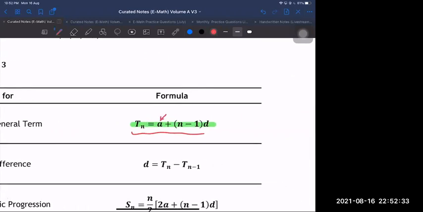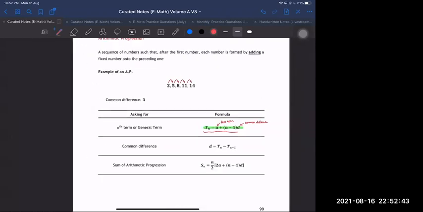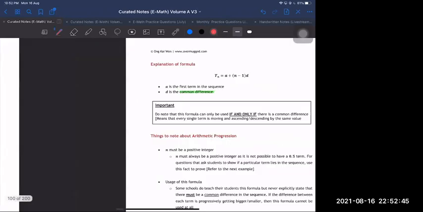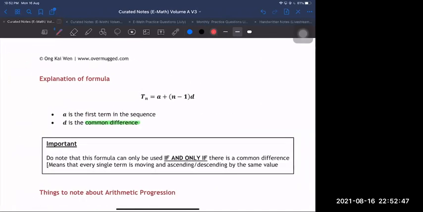So how do you use this formula? A is your first term, d is your common difference. For the first term and the common difference, it will look something like this. Now, this formula can only be used when you have a common difference. This is really important, if and only if. It really means that the term must have a common difference, that every number in between must be jumping by the same number.